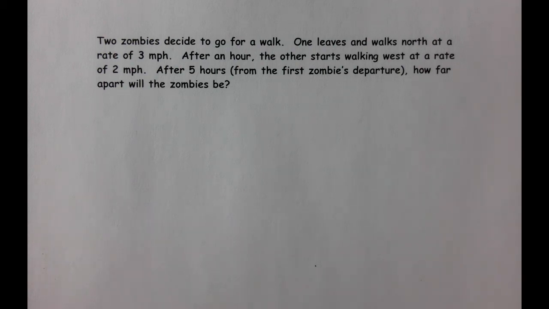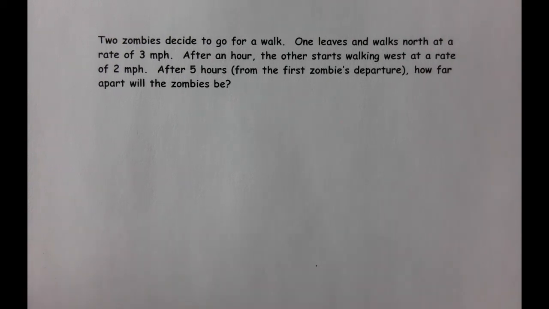So we're assuming that the two zombies start in exactly the same spot. We have the directions north and west, which kind of leads you into thinking about a right angle. So we probably have a right triangle situation happening here. The twist with this problem is these rates. One zombie walks faster than the other, and one leaves before the other. So we have a little bit of further analysis to do with a problem like this.